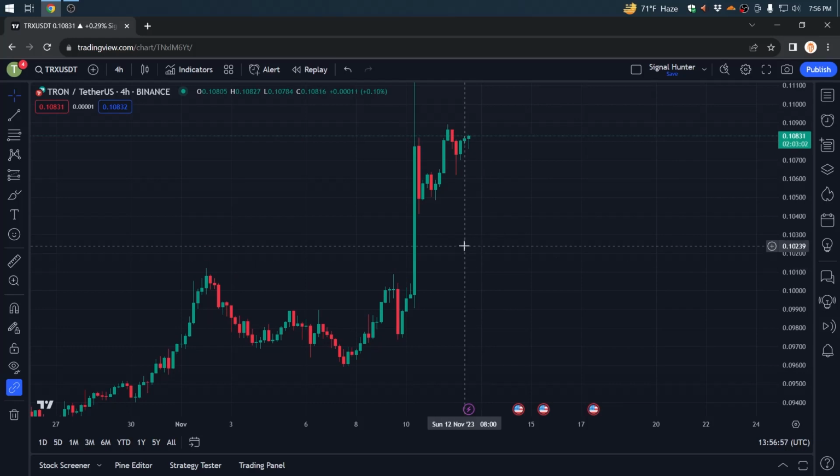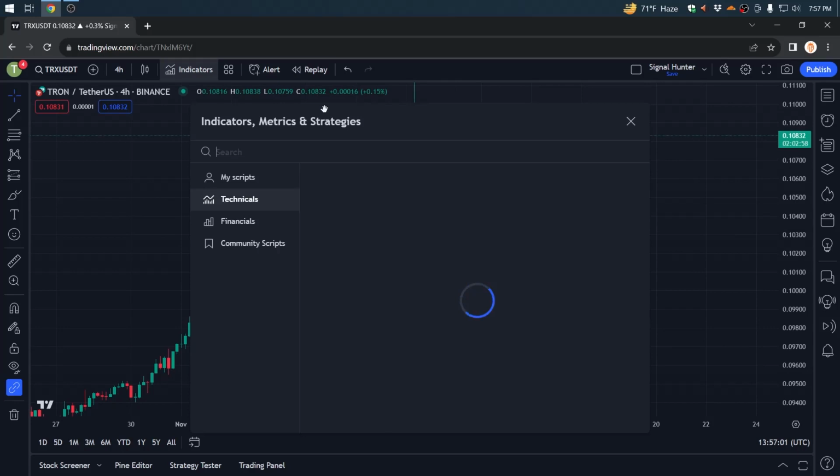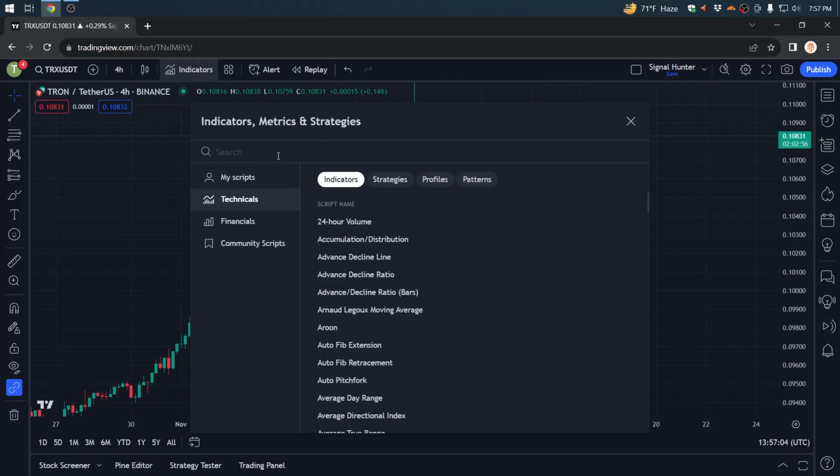So now I have to add today's indicators. I will use two indicators. One indicator I will use to trade a ranging market and another one I will use to trade a trending market. And I will also provide all the indicator names and settings in the video description below.